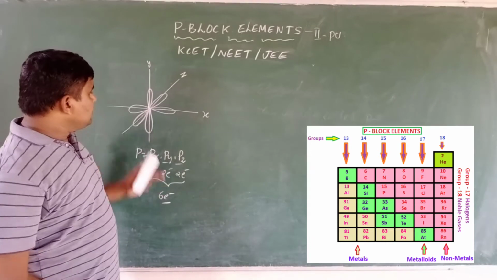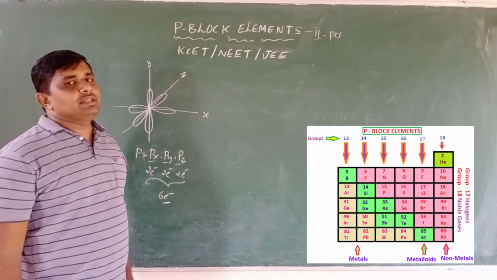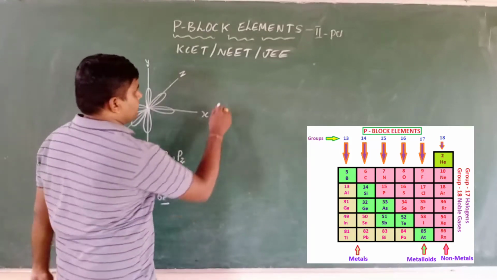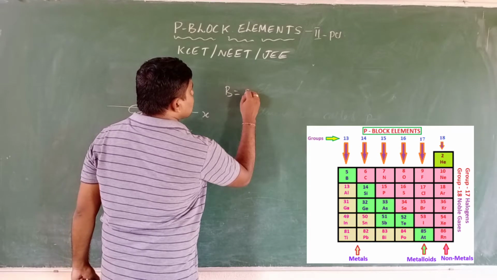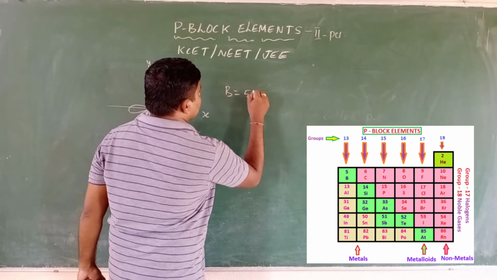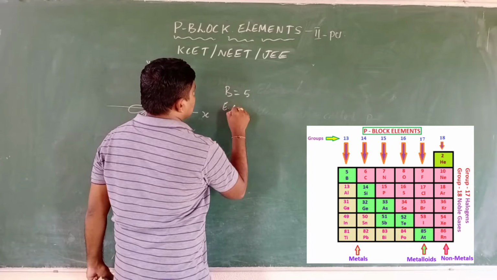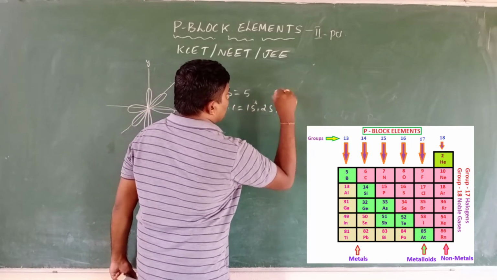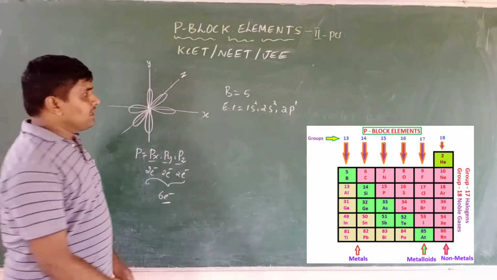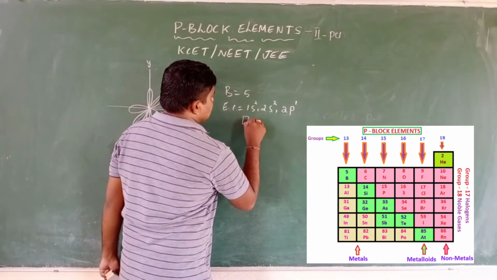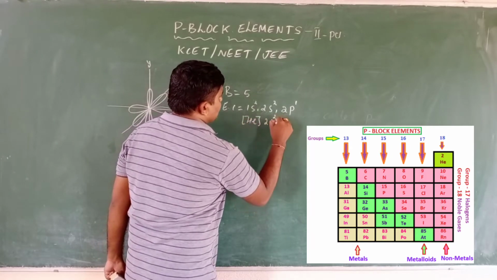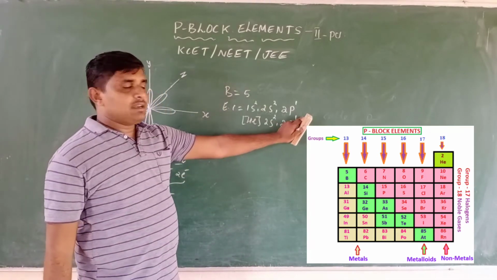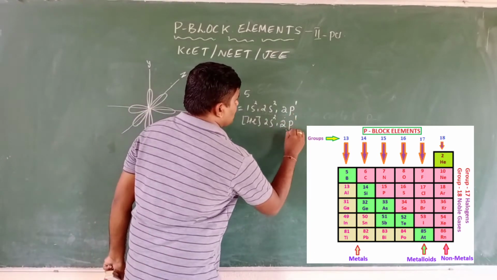Now we will see how the 13 group elements can be classified. For example, you can see there 13 group. The first element is boron. Boron has atomic number 5, and its electronic configuration is 1s2, 2s2, 2p1, right? This we can also write as helium 2s2, 2p1. Means in the p orbital there is 1 electron. How many electrons? 1 electron.